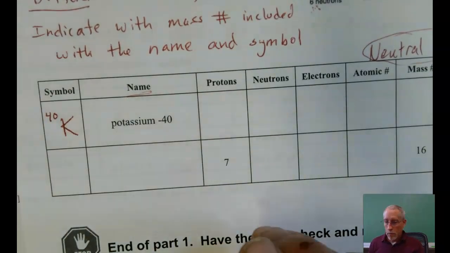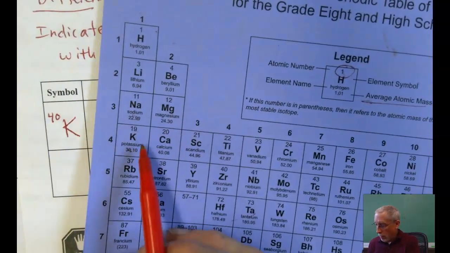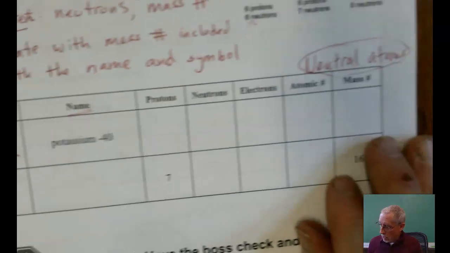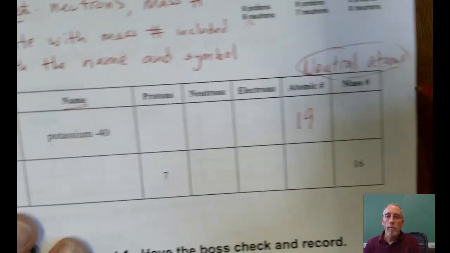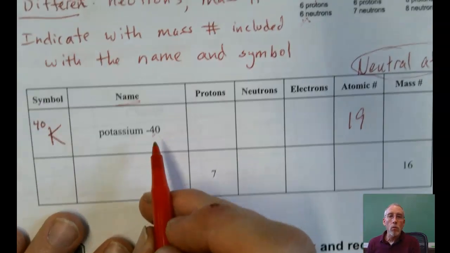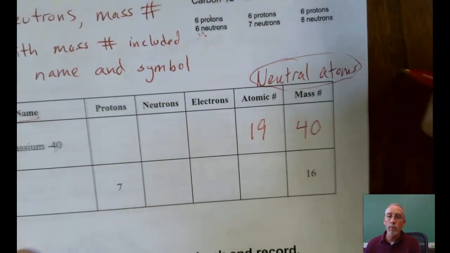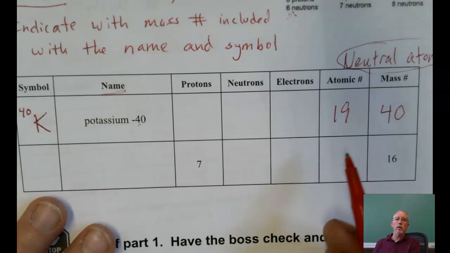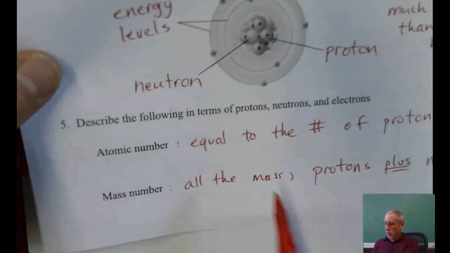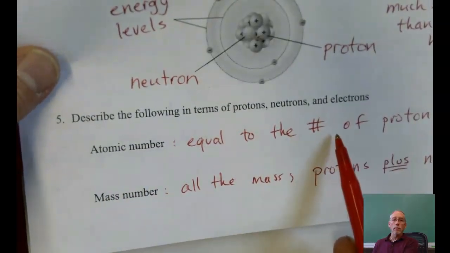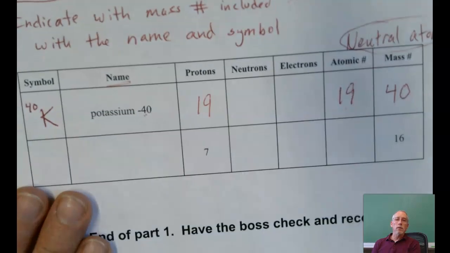All right. Now, let me remind you of a few things. If we know that it's potassium, and we found it on the periodic table here with number 19, that is the atomic number. So let's fill that in now. And that number 40, remember when we include it with the name and the symbol, that is called the mass number. So we're going to put that in as well. So we've already started to fill in some of what we know about this. All right, let me remind you too, the atomic number is equal to the number of protons. So if we know the atomic number is 19, we know that the protons is also 19.